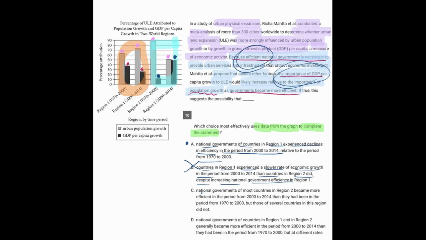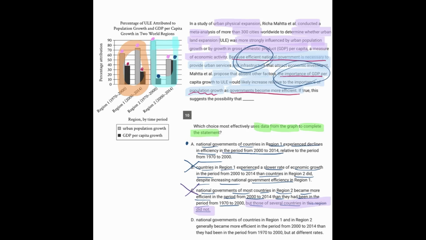C, national governments of most countries in Region 2 became more efficient in the period from 2000 to 2014 than they had been in the period from 1970 to 2000. But those of several countries in this region did not. Well, answer choice C sounds pretty good until you get to this part right here, because that's basically saying there are some countries in region two that were exceptions to the rule. That may or may not be true, but there's nothing in any of this that would suggest that we're talking about outliers that go against the rest of the region.